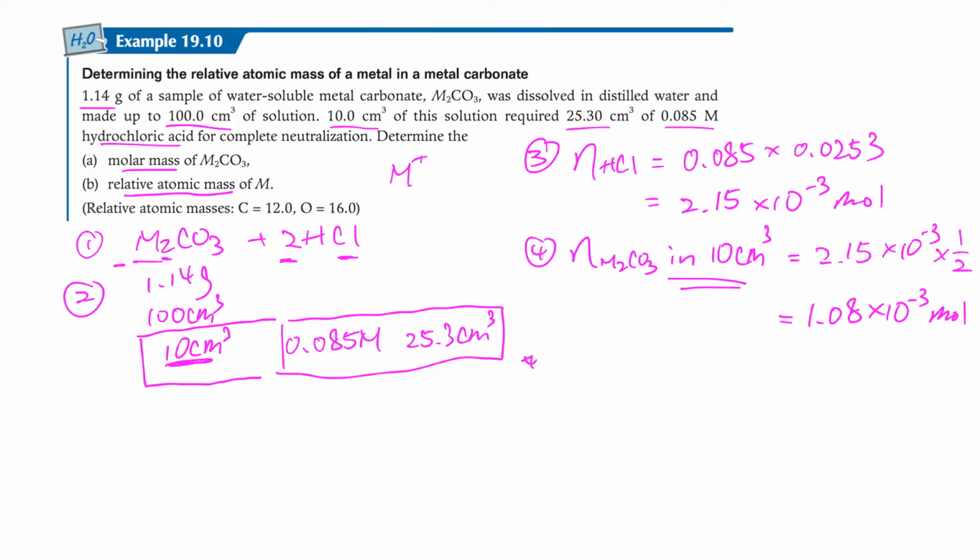And then number 5, that will be M2CO3 in 100 cm cube, because originally it's 10, now it becomes 100.